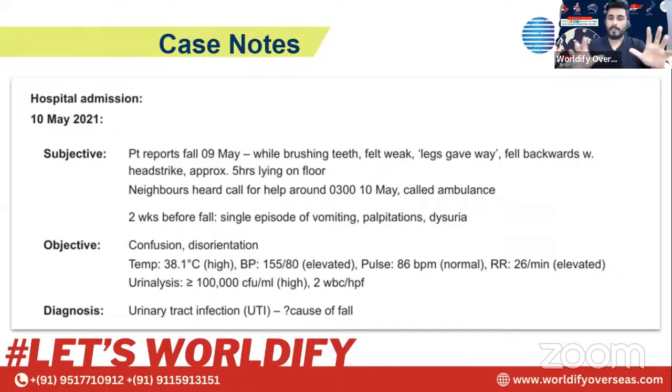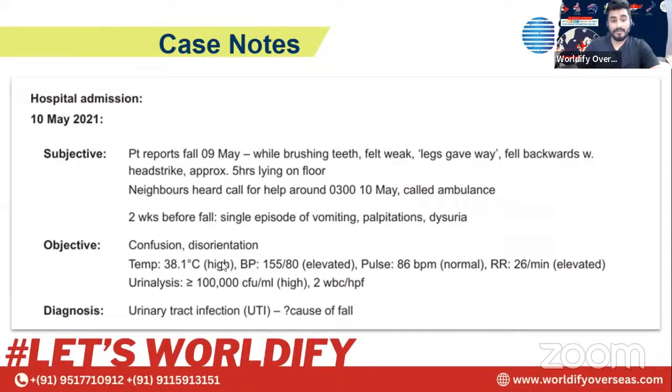So this is the whole background for that condition he had. We will add this information. We'll summarize this information, obviously, in the background paragraph. We are asked to do it. Two weeks before the main fall, he had a single episode of vomiting, palpitations, and dysuria. So this is also very relevant to the background of the care, because this is the reason he was admitted.